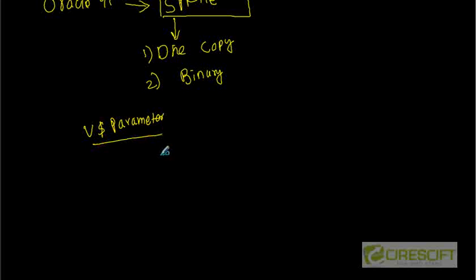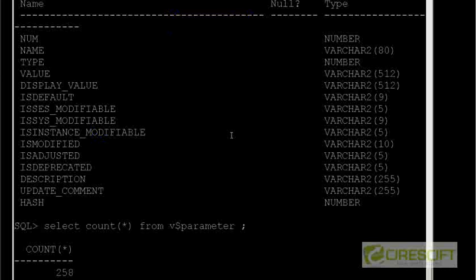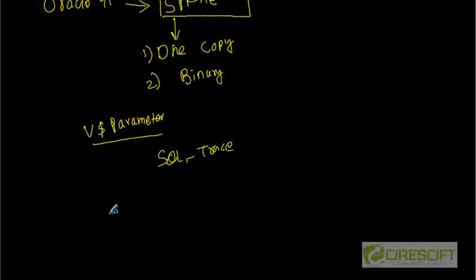Let's say I want to see a parameter named SQL_trace. I can query V$PARAMETER and do something like this: select value from V$PARAMETER where name is equal to SQL_trace. So SQL_trace is equal to false. My SQL trace is set to false.